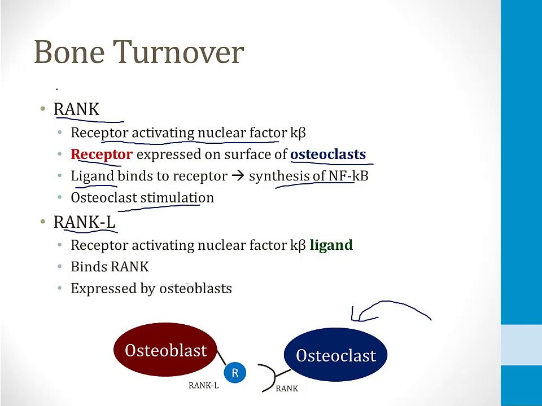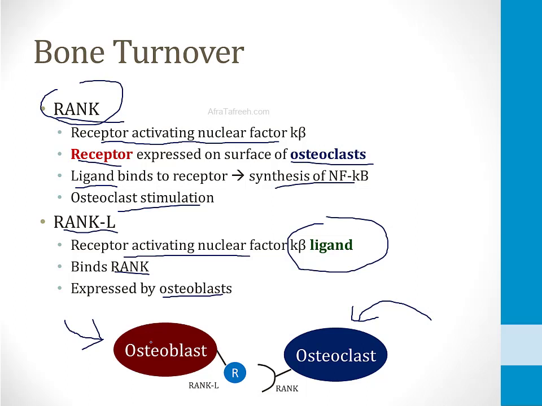So what binds to this receptor called RANK? Well, the RANK ligand, or RANK-L. This is receptor activating nuclear factor kappa beta ligand. A ligand is something that binds to a receptor, and this one binds to RANK, and it's expressed on the osteoblasts as shown in my picture here. So when osteoblasts make more RANK-L, they can bind that RANK-L to the RANK on osteoclasts, and that is one way that osteoblasts can signal osteoclasts and create more bone breakdown activity by the osteoclasts.